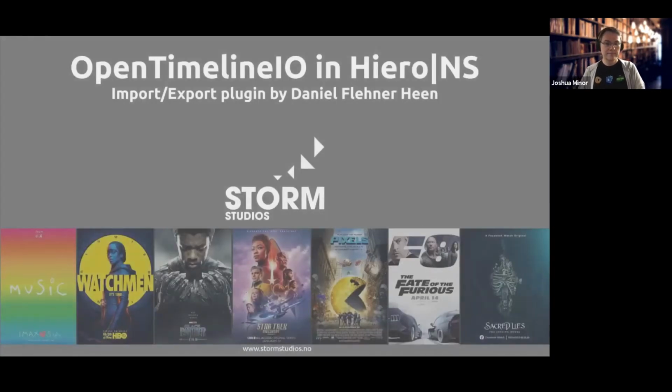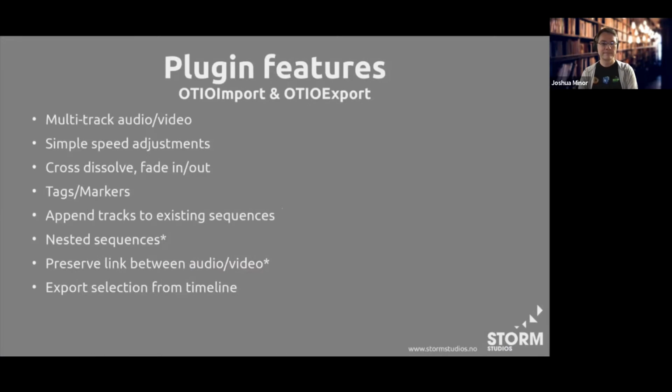Hi, my name is Daniel Flehner Heen, and I'm a pipeline developer at Storm Studios in Oslo, Norway. And I've written a plugin for Hiero and Nuke Studio that lets you import and export OpenTimelineIO files directly. Quick feature overview. You can import and export entire timelines with audio-video tracks. You can do constant speed up or down or reverse. You can do cross-dissolve and fades, tags, and you can append tracks to existing sequences to build timelines.